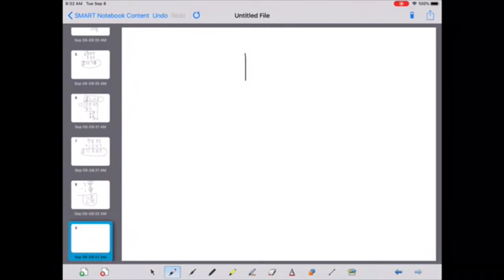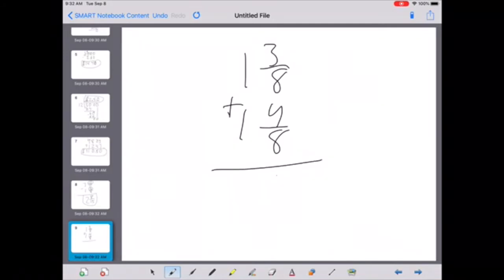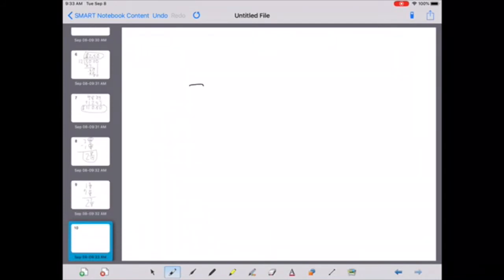Number 18, this time I'm adding 1 and 3/8 plus 1 and 4/8. Notice that they're not giving it to you in reduced form. That's coming up. 3 plus 4 is 7. 8 stay the same. 1 plus 1 is 2. 2 and 7/8.